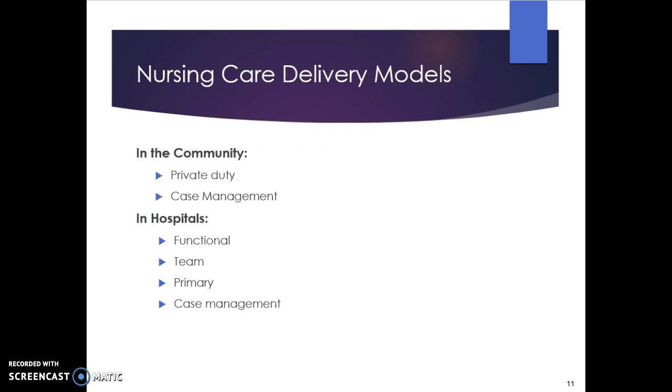In terms of nursing care delivery models, just to note that in the community you see mostly private duty and case management. Those are the two models that they use to provide care to their patients. In hospitals, you may see anything from functional, team, primary, case management. There are some that are like a modified primary care model, but just review the differences so that you can pick out when this kind of care delivery would be one thing or the other.